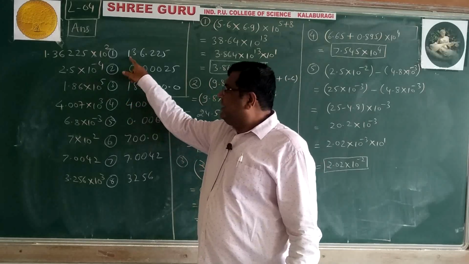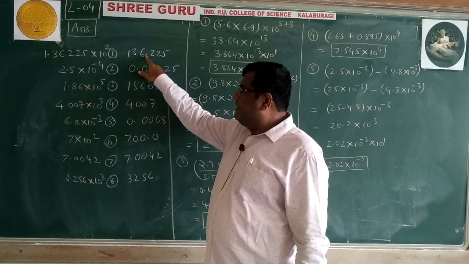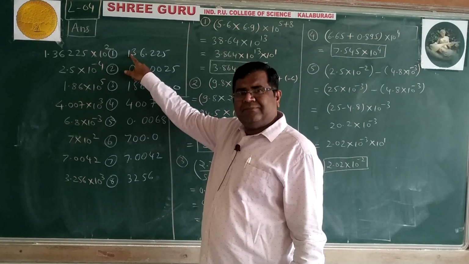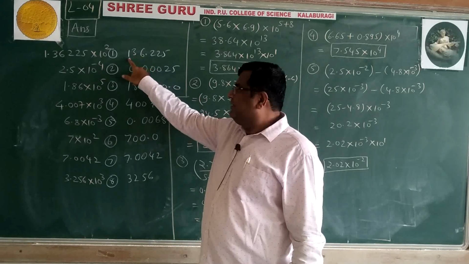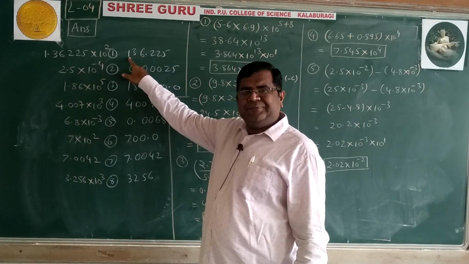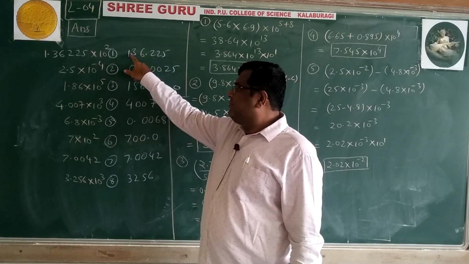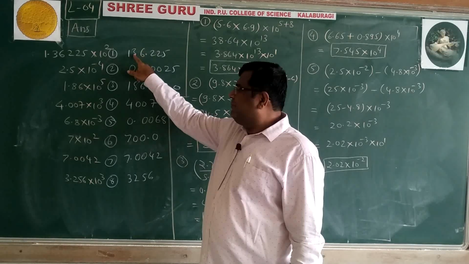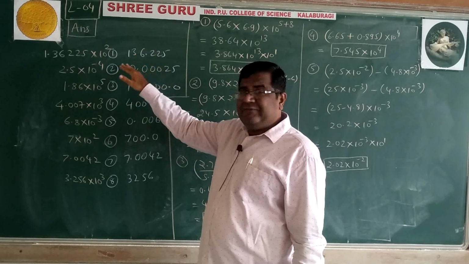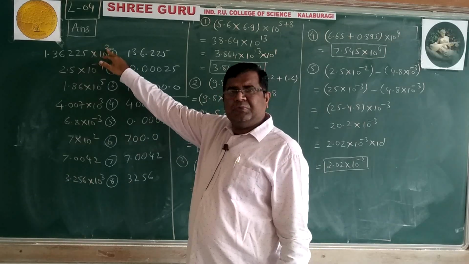So this is the first number I have done, 136.225. This decimal point I have to shift to after the 1. If I shift the decimal point after 3, it is 13, which is greater than 10, so we should make it smaller than 10. So I have shifted this decimal point here. In that process, we have shifted the decimal point towards the left. That's why the power of 10 should be positive.